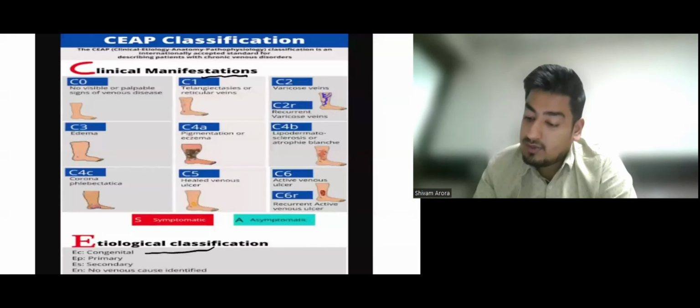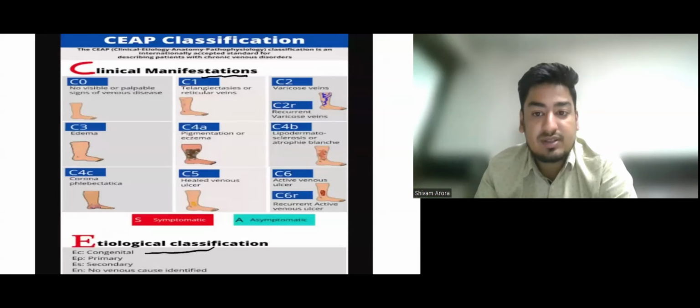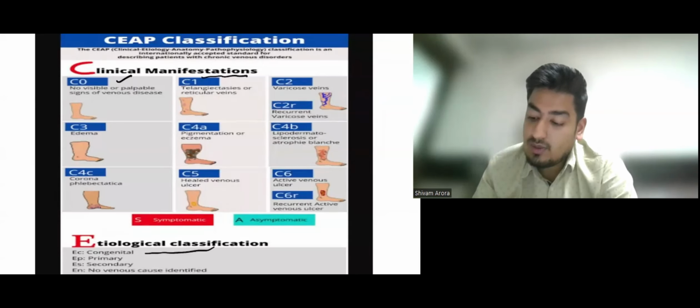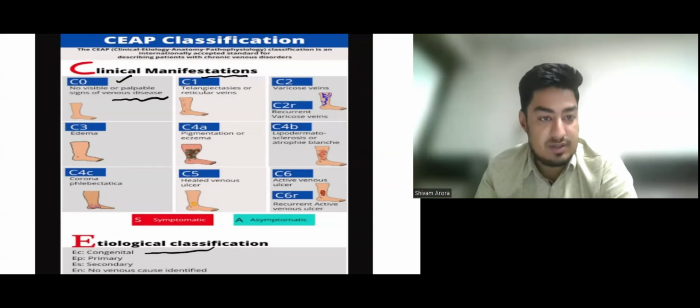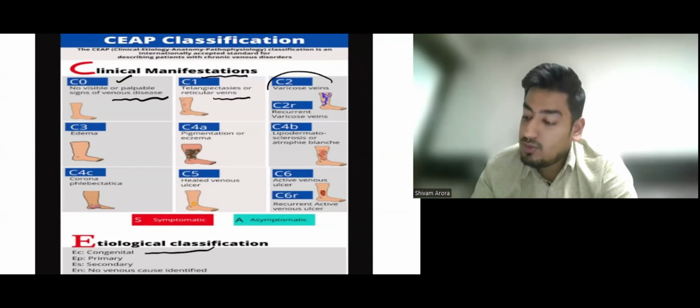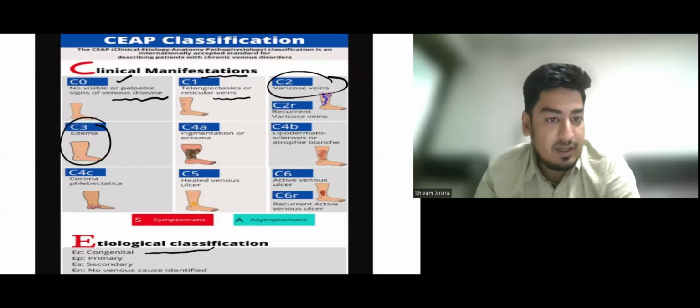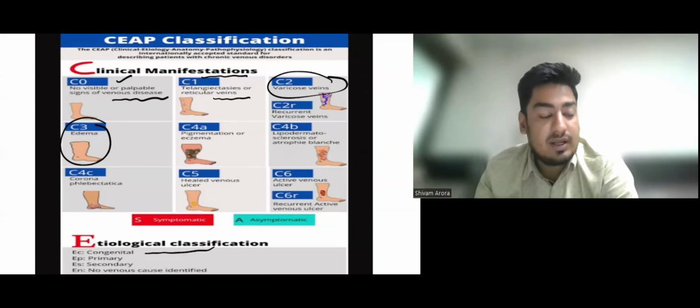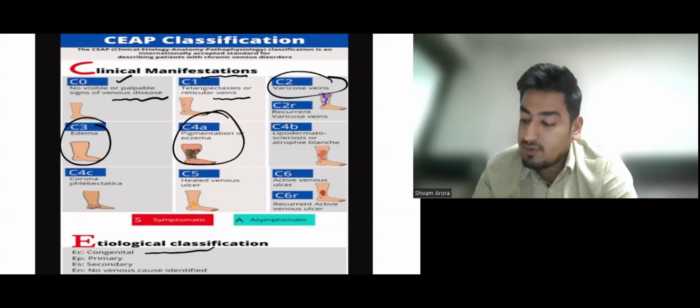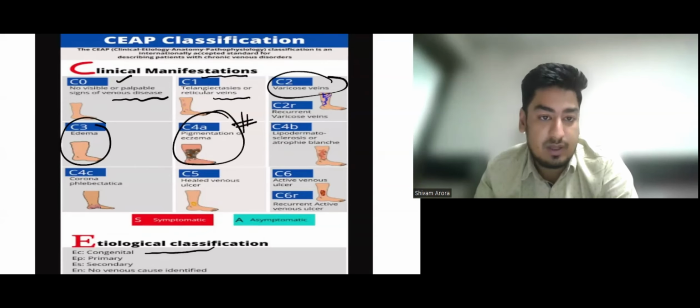Okay, so C, we'll discuss first about C. So C0 is no visible or palpable signs of venous disease. Then C1 में there are telangiectasias or reticular veins visible. C2 में varicose veins आ जाते हैं. And C3 में edema will be there in association with varicose veins. Then long standing varicose veins and edema होगा तो वहाँ pigmentation start हो जाएगी, that is C4A. The most important here is C4A.